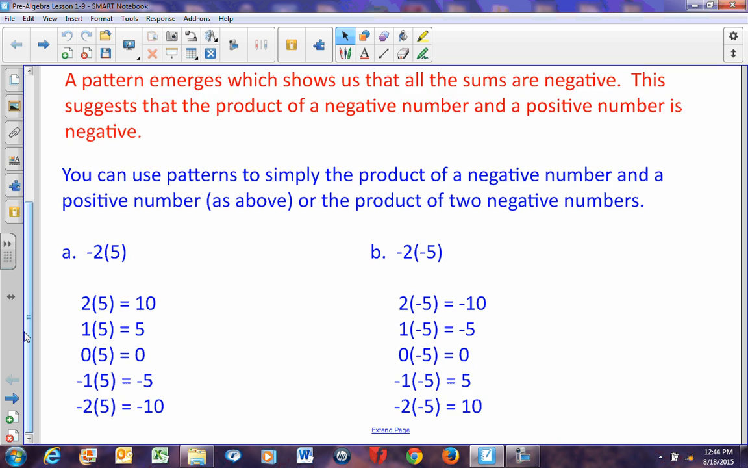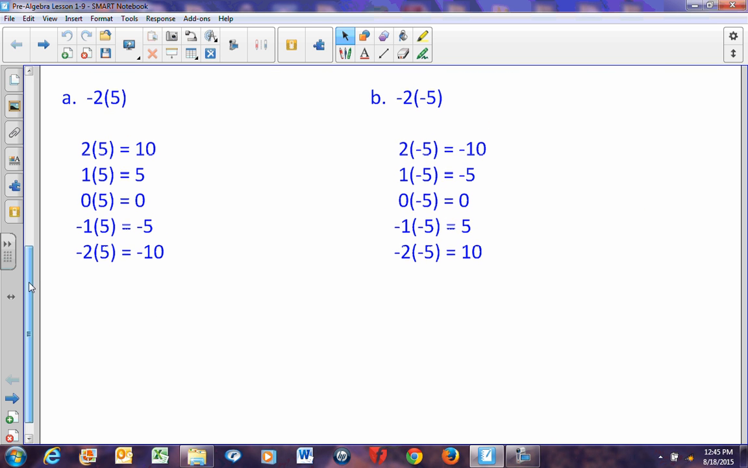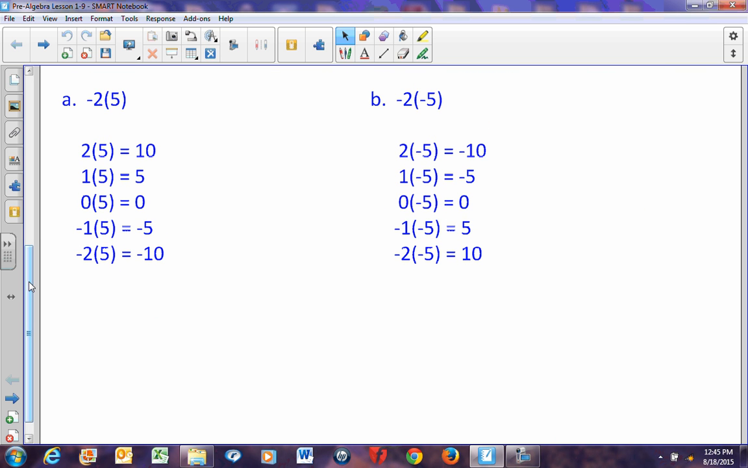Let's take a look at this. We're going to take a look at -2 times 5. And we're just going to go with a pattern. We're going to start with 2 times 5, which is 10, and then 1 times 5, which is 5, and then notice these are going down by 1. So 2 times 5 is 10, 1 times 5 is 5, 0 times 5 is 0, -1 times 5 is -5, and -2 times 5 is -10.